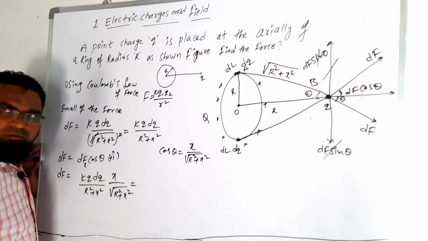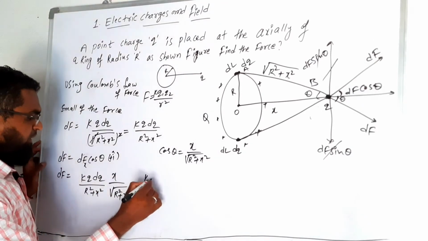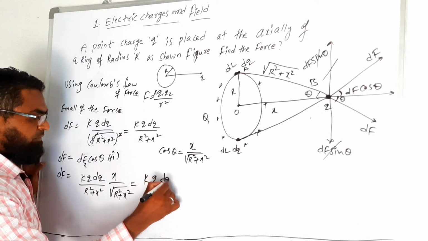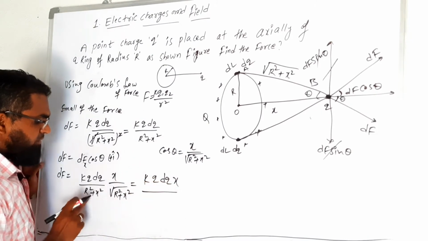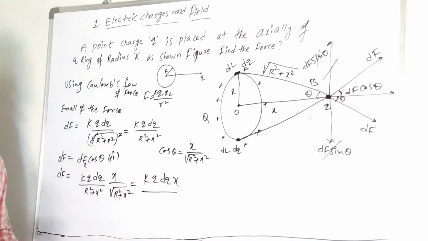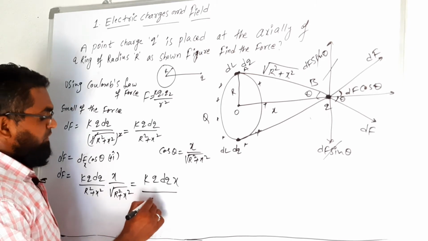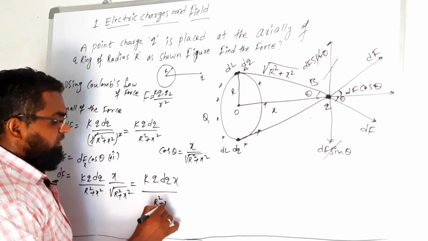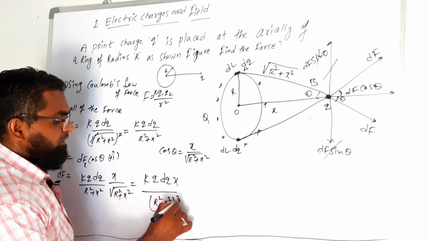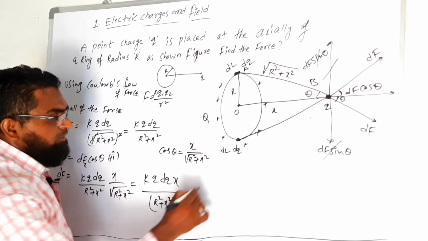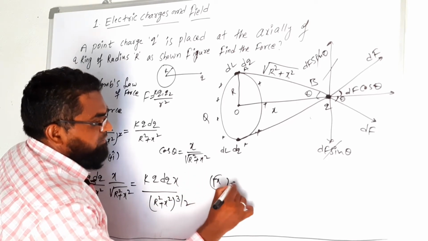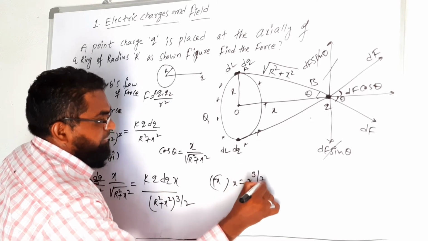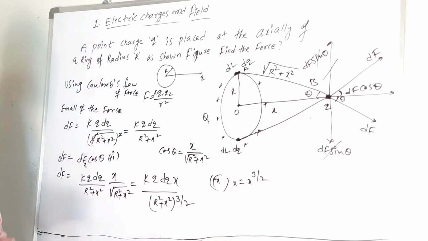Now k q dq x by, this is x into root x, how much here? r square plus x square whole power 3 by 2. How? Root x into x is x power 3 by 2, and root over r square plus x square into r square plus x square gives the power 3 by 2. Up to this point is clear now, students.